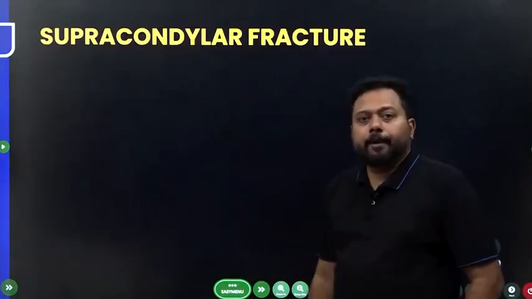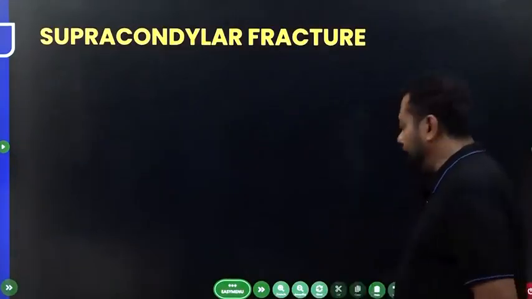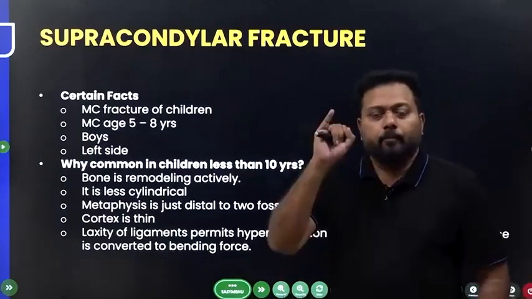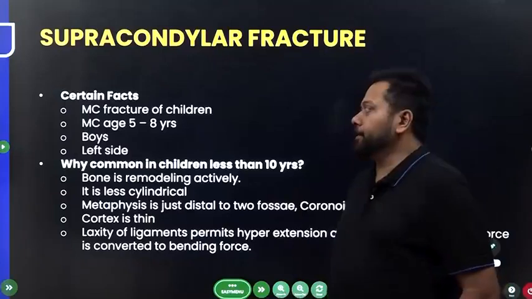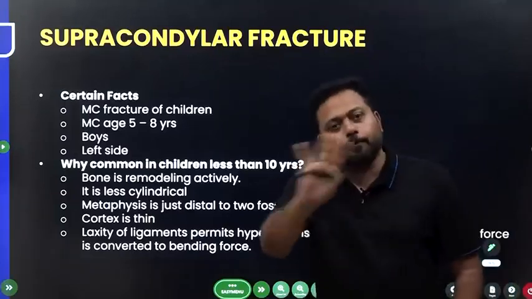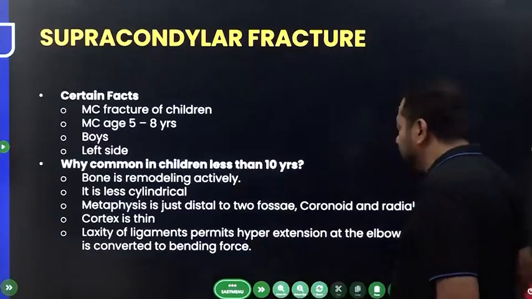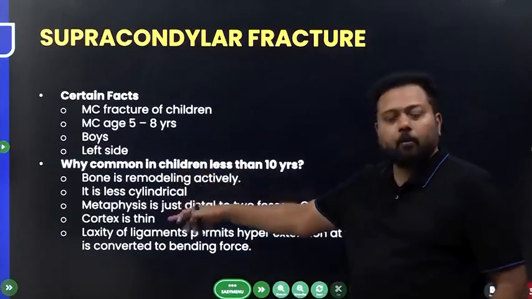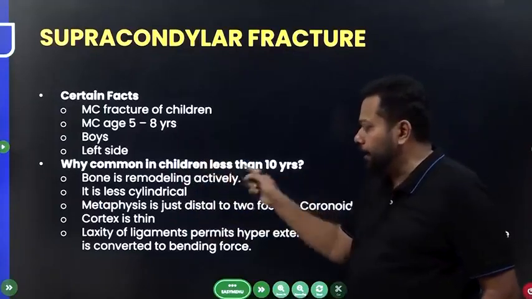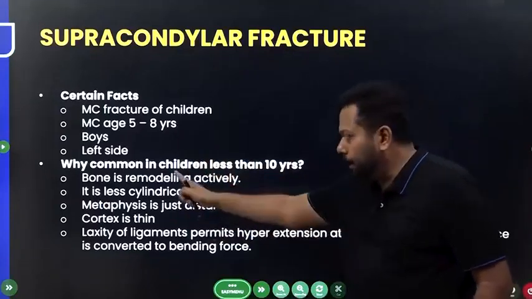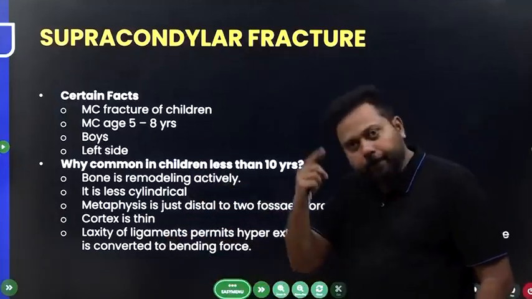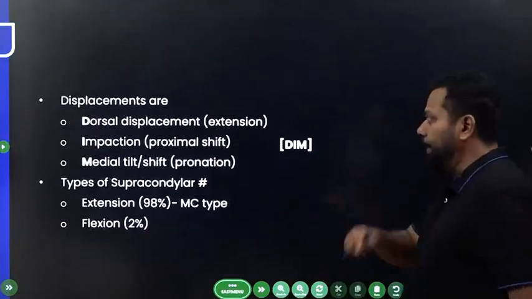We will move on with the next topic, supracondylar fracture. What are the points? Most common fracture in childhood. Most common age is 5 to 8 years. Most common in boys. Most common on left side. All these 4 points have been asked several times. What are the reasons why supracondylar fracture is very common between 5 to 8 years, less than 10 years in a child? 5 reasons are there. Please go through. In the detailed discussion we had already done.